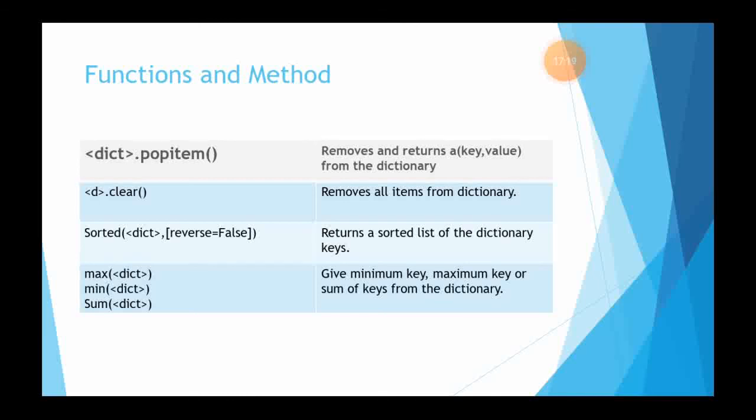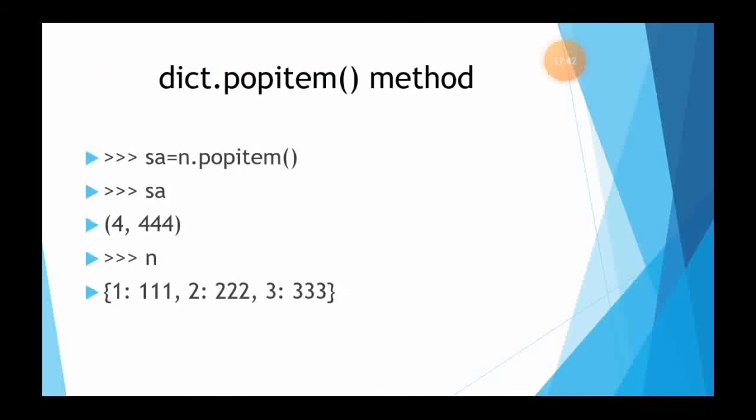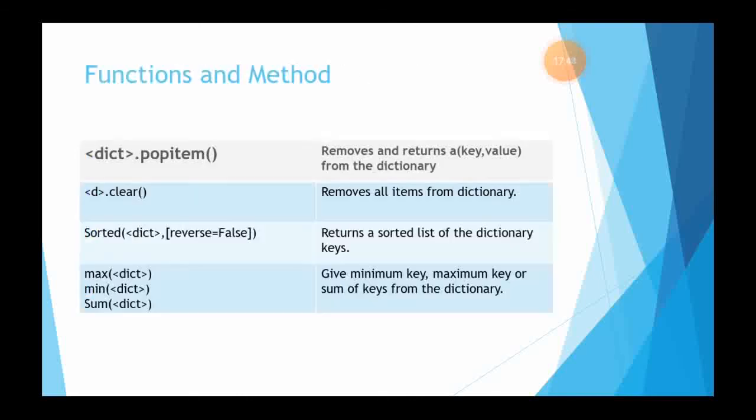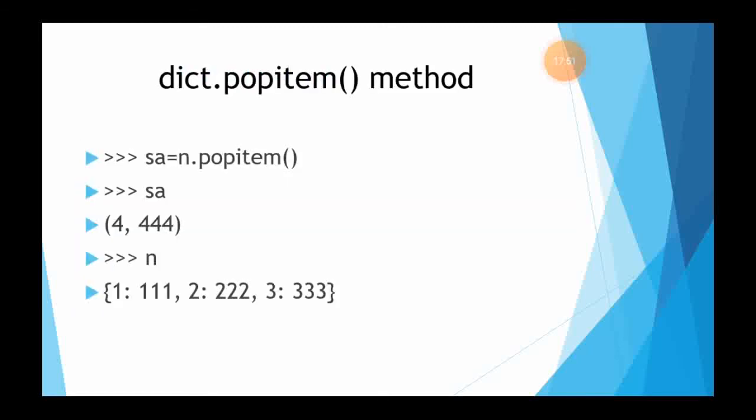You can sort the keys alone using the sorted method. After that you can sort the values in ascending order also, using the dictionary name dot values function. The next functions are maximum, minimum and sum. If you want to find the maximum value in the dictionary, you can use maximum. To find the minimum value in the dictionary, you can use the minimum function. If you want to find the sum of the key values in the dictionary, you can use the sum function.